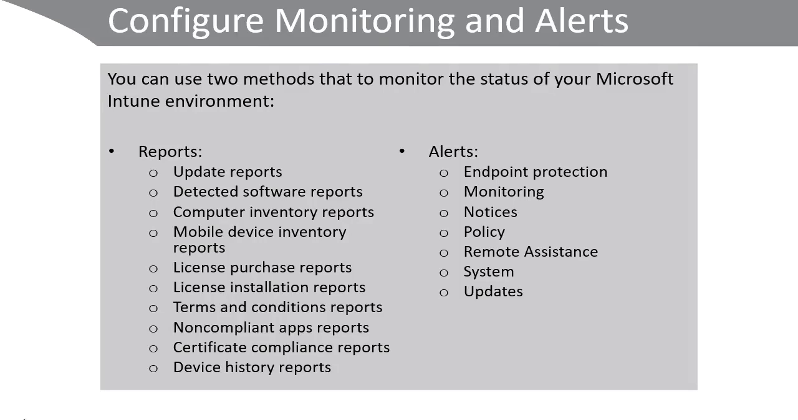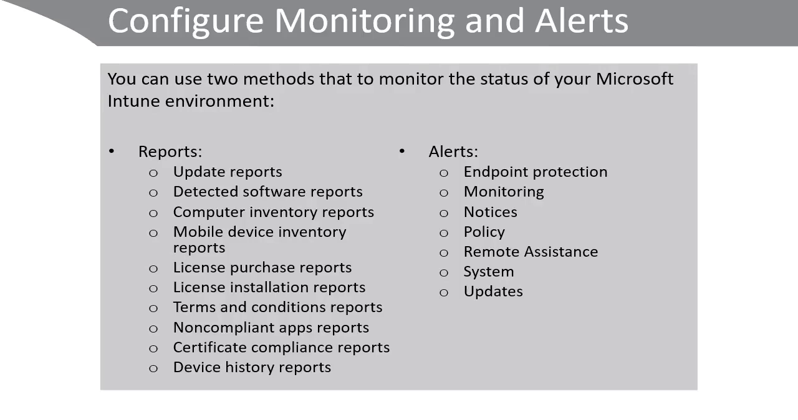Licensed installation report shows reports that compare installed software on computers in your organization to current licensing agreements. Terms and condition report shows whether users accepted terms and conditions that you deployed and which versions they accepted. Non-compliant apps reports show information about users who have apps installed that are not on your list of compliant apps. Certificate compliance reports show which certificates have been issued to users and devices through the Network Device Enrollment Service. A device history report shows a historical log of retire, wipe and delete actions.